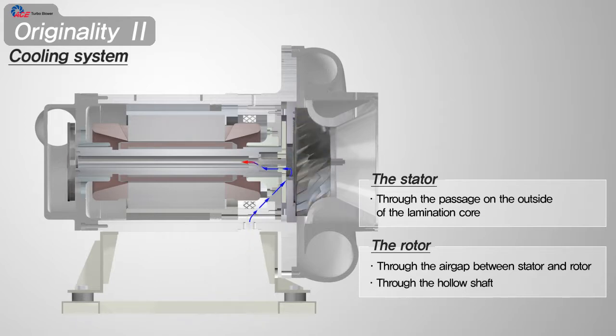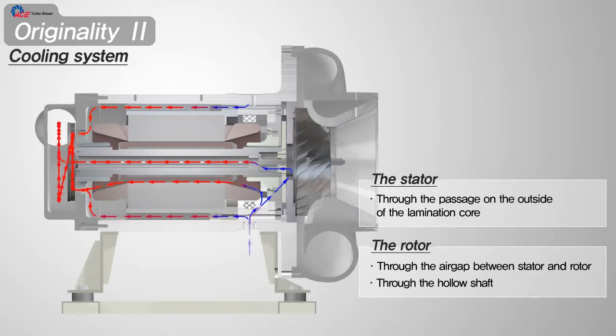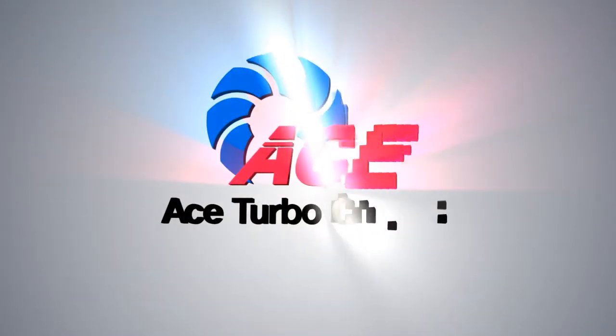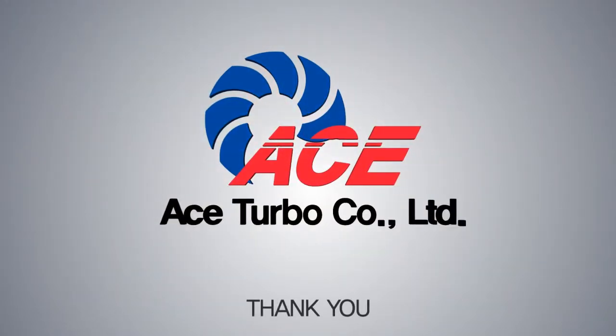Simultaneously, the cooling air flows inside of the hollow shaft. Because Ace turbo blower cools the rotor using 2 cooling lines, the cooling effect of the rotor will be maximized. Ace turbo blower, which is equipped with a high-efficiency copper rotor induction motor, will change the industrial environment much more effectively. Thank you.